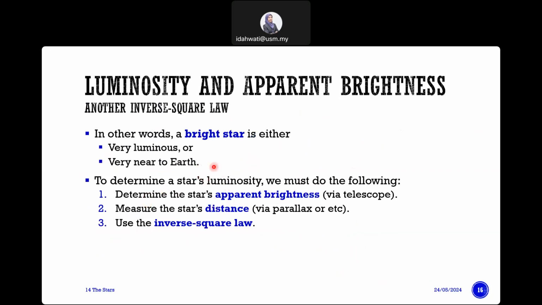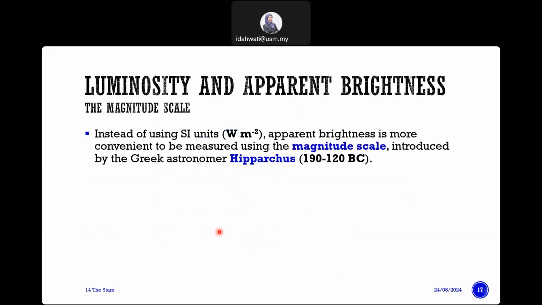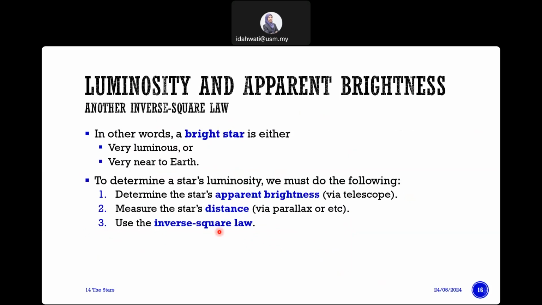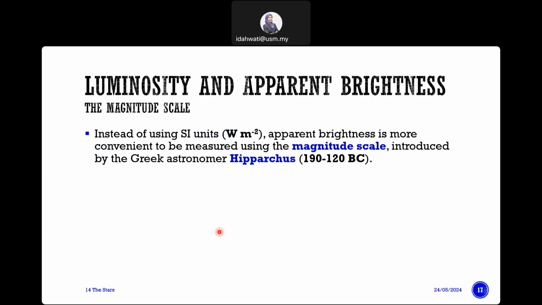So to determine the star's luminosity, we must do these three things: determine the star's apparent brightness, measure the star's distance, and use the inverse square law. These three are important things to do to determine the luminosity of a star.